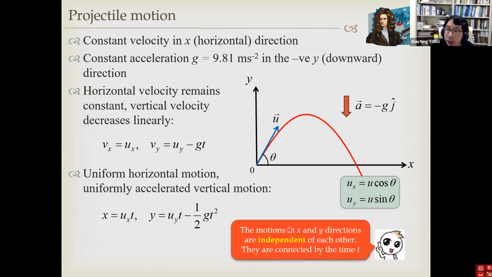Now you can see that the x and the y directions of motion are actually independent of each other. You can see this from the form of the equations.